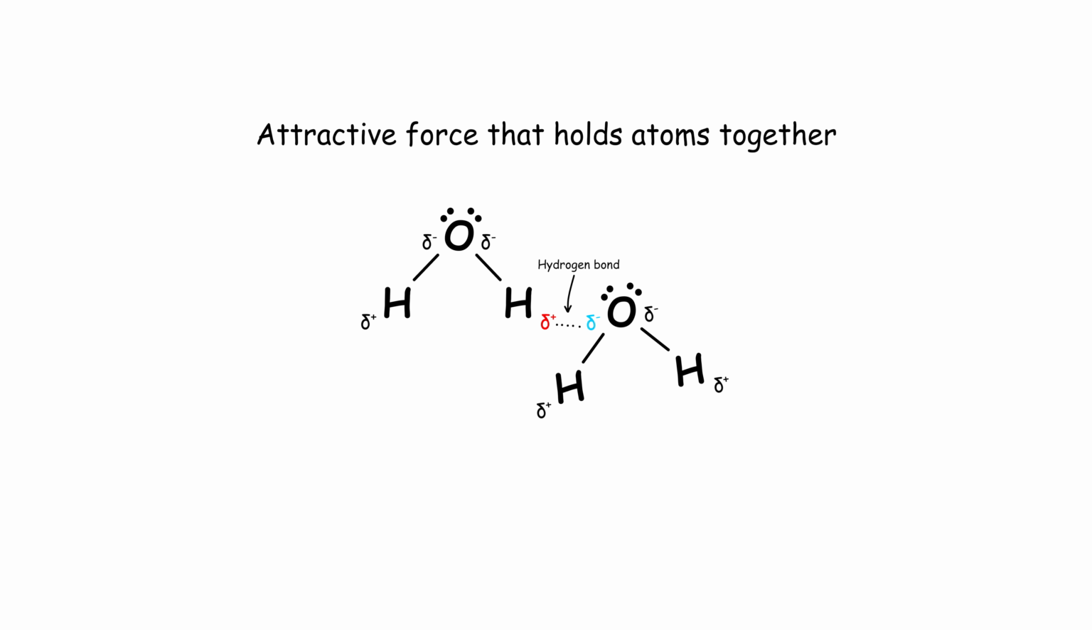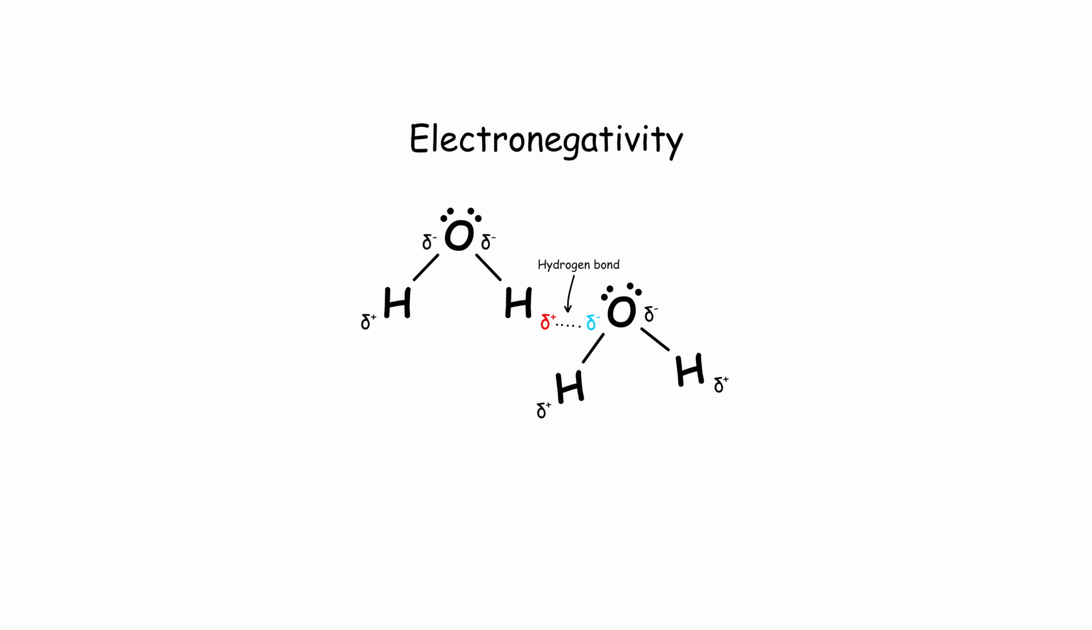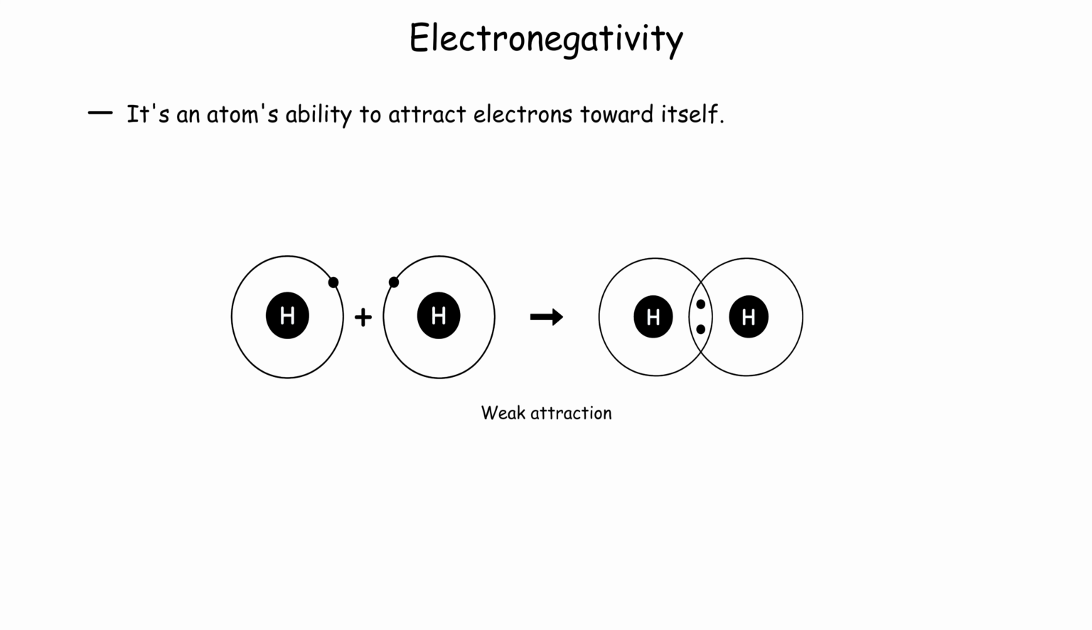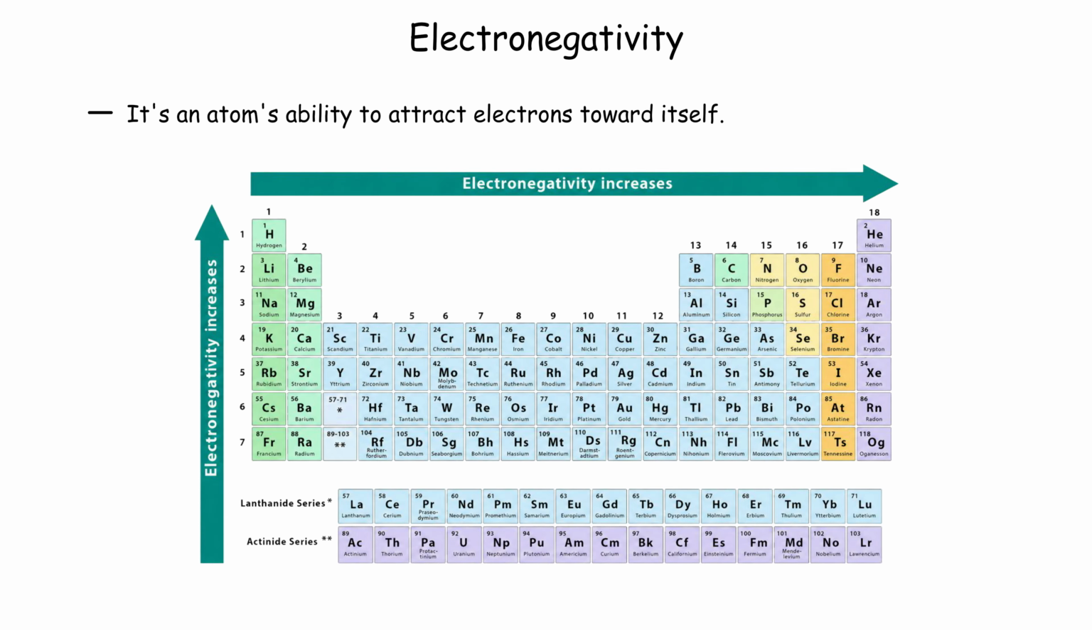A chemical bond is an attractive force that holds atoms together. The type of bond that forms depends largely on a property called electronegativity. Electronegativity is an atom's ability to attract electrons toward itself. Some atoms pull electrons very strongly, while others pull them more weakly. The difference in electronegativity between two atoms determines how electrons are distributed in a bond.